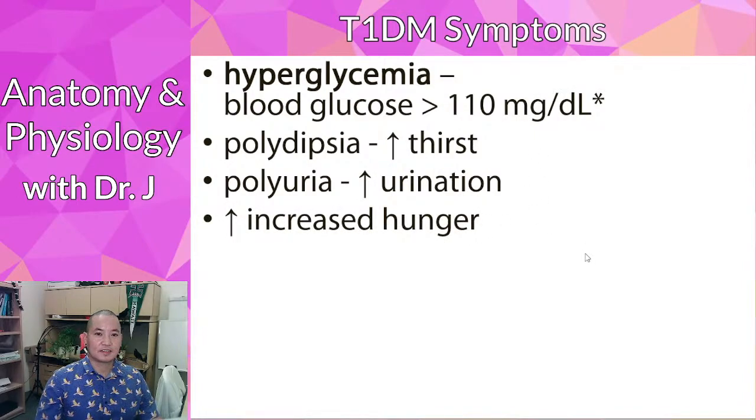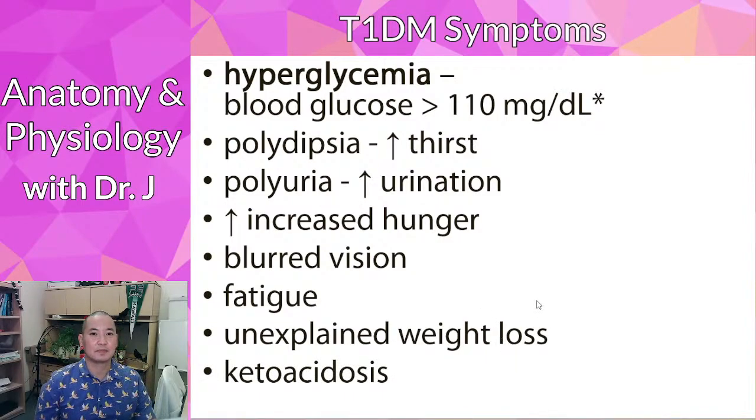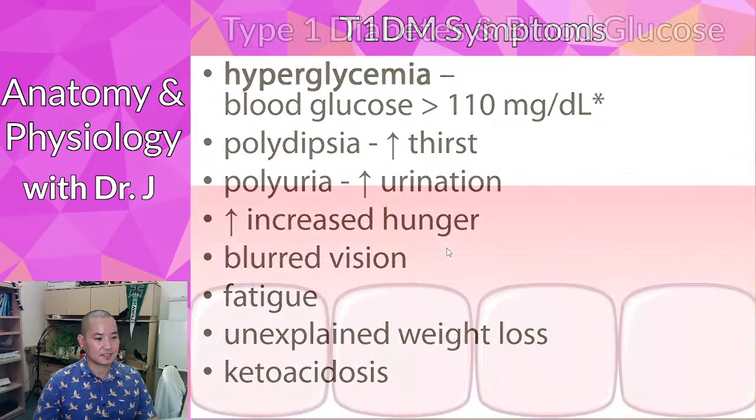Also increased hunger, which triggers mechanisms in the brain to say, oh, I'm kind of hungry, maybe I'm not getting enough of this stuff. Blurred vision, so many things occur with hyperglycemia, and unexplained weight loss. This is why people who have type 1 diabetes mellitus sometimes might be on the leaner side, because this is a common symptom. Ketoacidosis, maybe we'll get into more detail when we talk about metabolism later this semester, but yeah, many symptoms occur with uncontrolled type 1 diabetes mellitus.